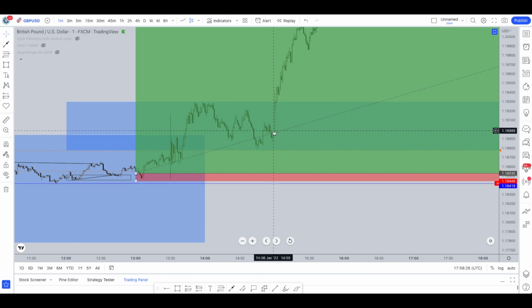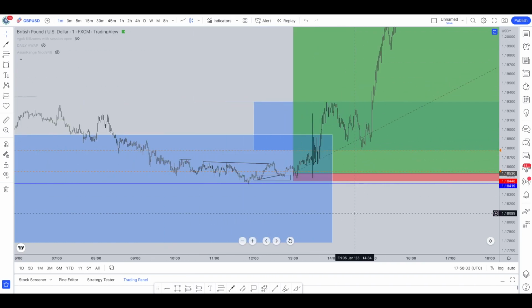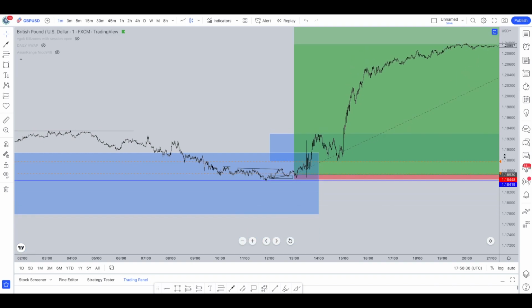So there was another news release on that Friday at 3 p.m. After the NFP news release, and that's what continued that move into, you know, that crazy profiting sort of areas at the top there.